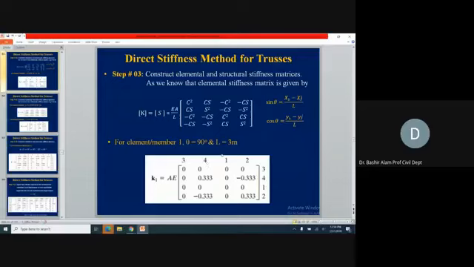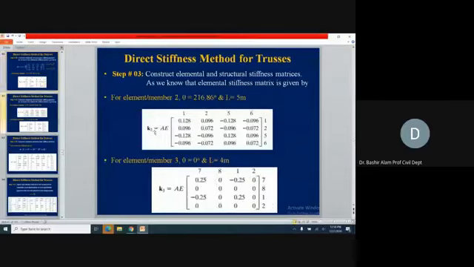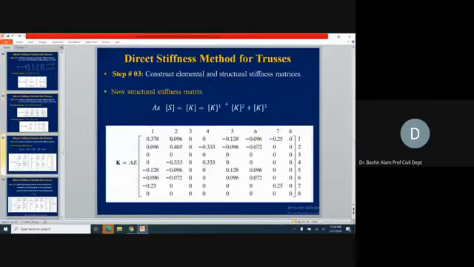Next we generate the elemental stiffness matrix: how the address is, how the theta and the L are accommodated. You need to verify these numbers. Similarly for element 2, for element 3, then we add them up. You see here the structure stiffness matrix, 8 by 8. Each one is added up at its appropriate location.